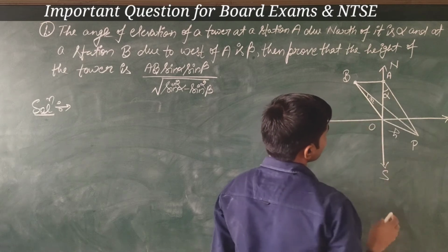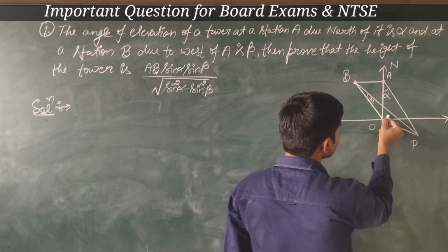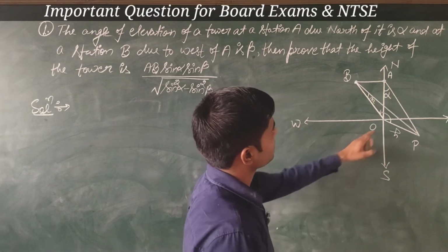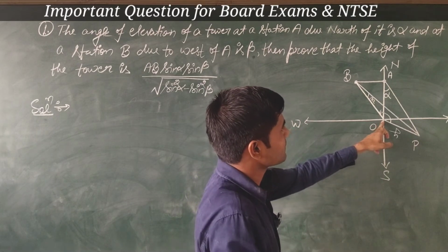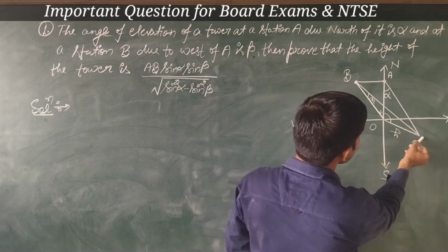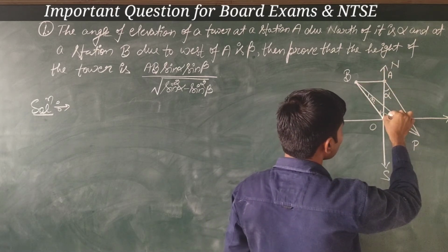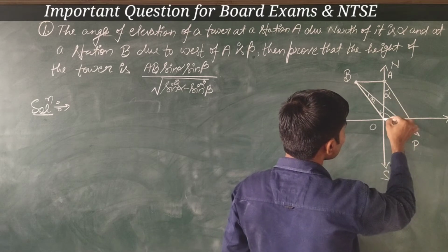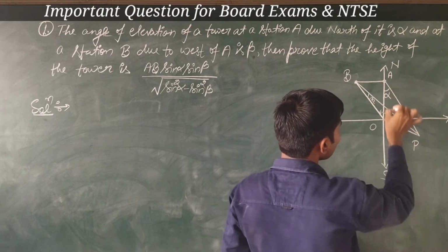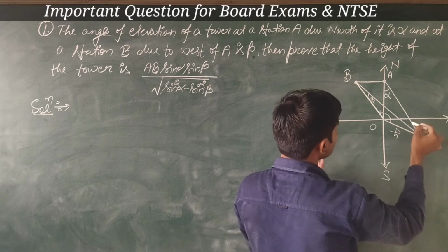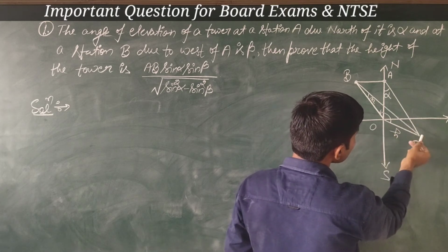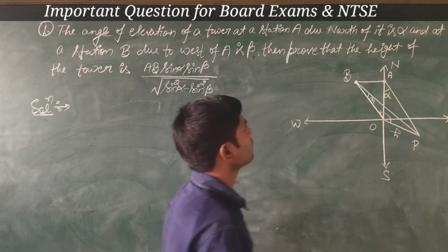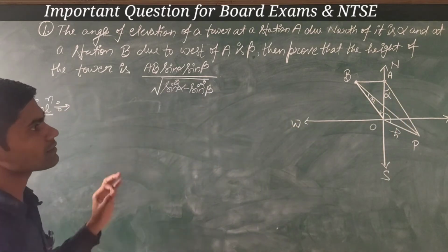Now this angle is 90 degrees. Why is this angle 90 degrees? Because OP is perpendicular to this base. And this angle AOP is also equal to 90 degrees. Why? Because OP is also perpendicular to OA. So now we have three triangles in this diagram.